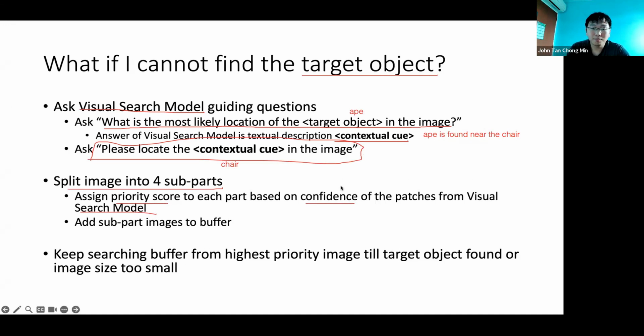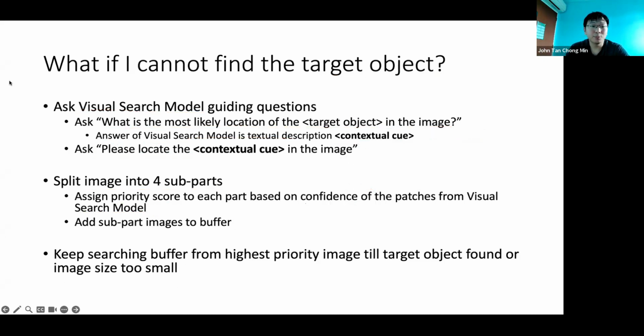This is actually based on the heat map. We add these images to the buffer, and then we keep searching the buffer until the target image is found, or the image size is too small. Quite complicated stuff to unpack. No worries, I prepared an example to show you.